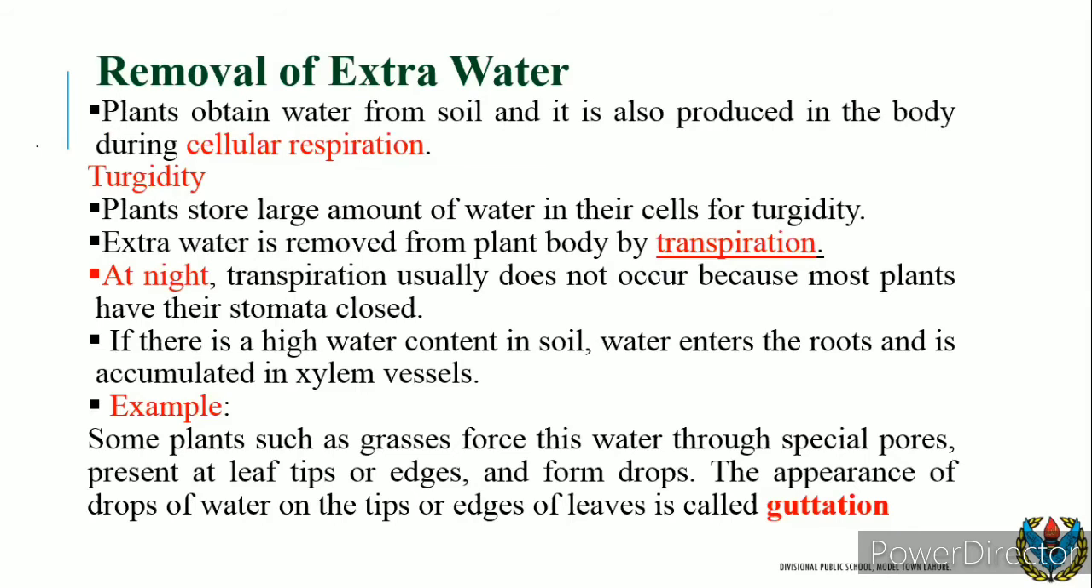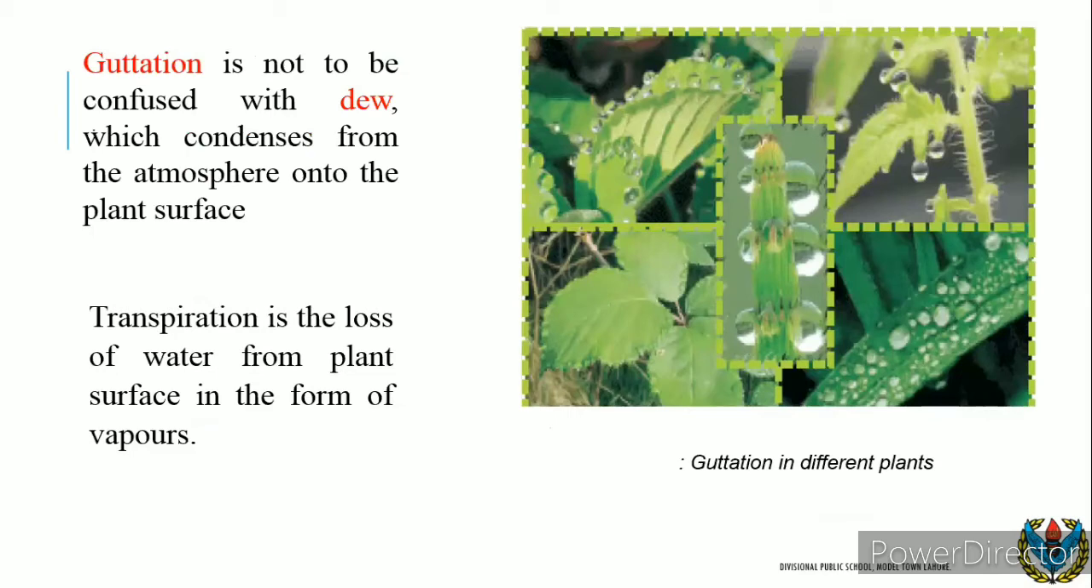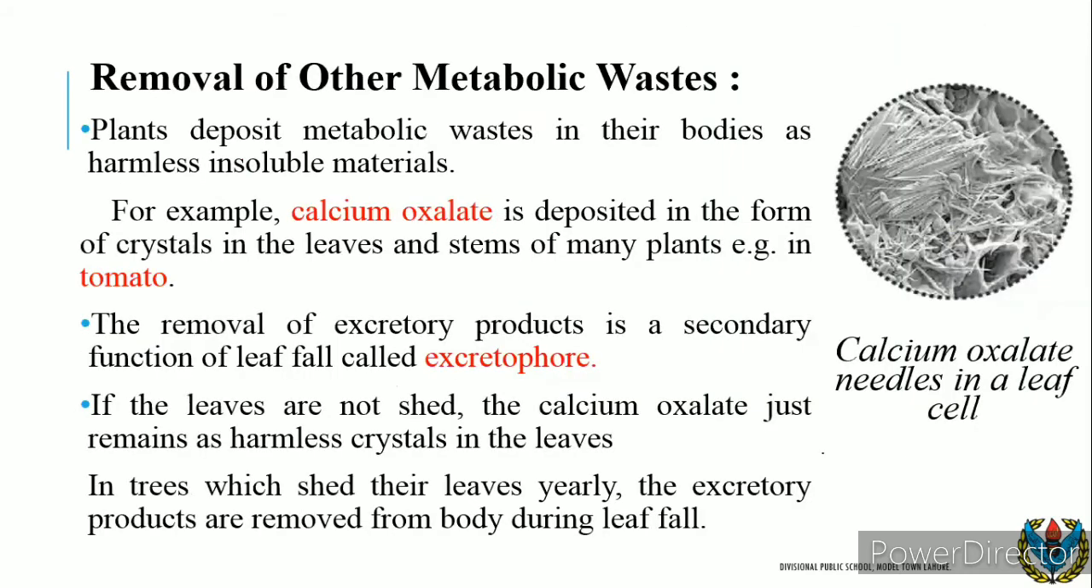So the question arises here, what is guttation? What is respiration? Transpiration? What does turgidity mean? Such types of questions are asked as short questions. So do not confuse guttation with dewdrops. Guttation is not to be confused with dew. What is dew? Dew condenses from the atmosphere onto the plant surface. And transpiration is the loss of water from the plant surface in the form of vapors, as mentioned in this figure. Guttation in different plants.